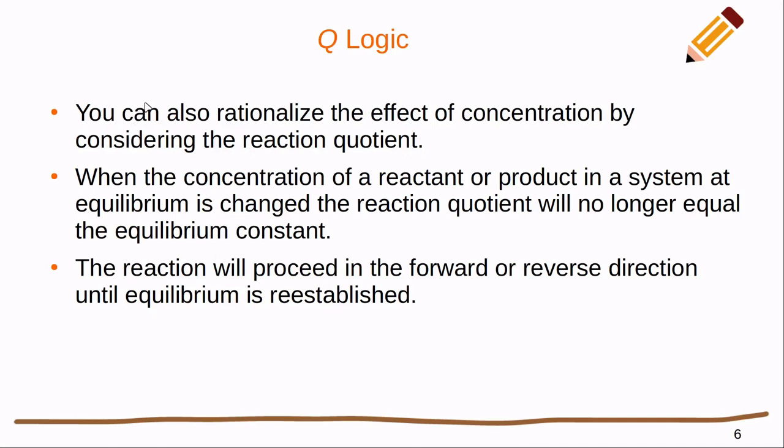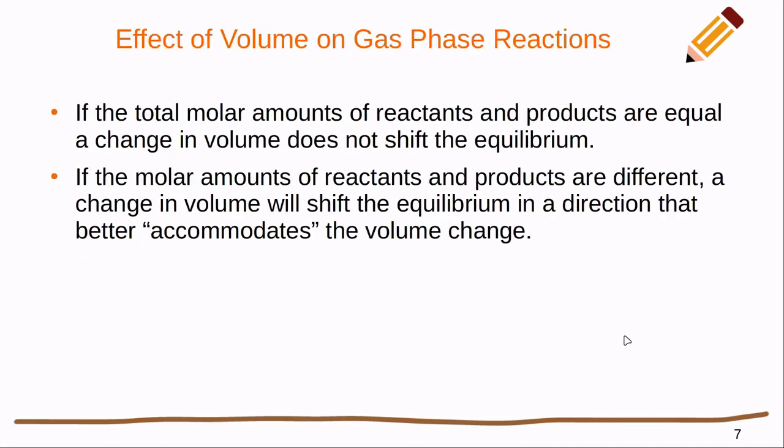We saw before that we can rationalize all the same effects of concentration by considering the reaction quotient. When the concentration of a reactant or product in a system at equilibrium is changed, the reaction quotient will no longer equal the equilibrium constant, and the reaction will proceed in the forward or reverse direction until equilibrium is reestablished. So our rate logic is the exact same as the reaction quotient logic that we established in our last section. They're consistent with one another.